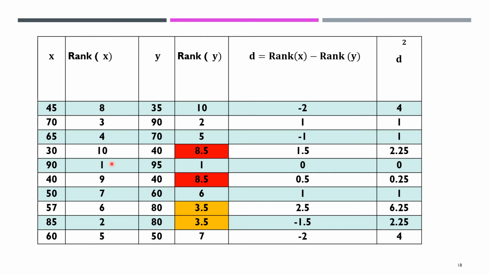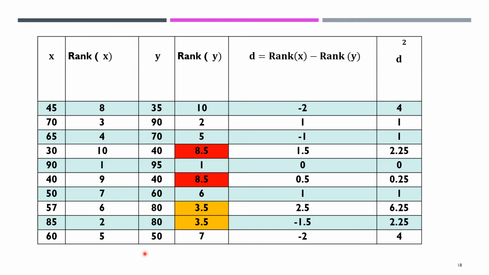After 65, we have 60, that is rank 5. 57 is rank 6. 50 is rank 7. 45 is rank 8. 40 is rank 9. And 30 is rank 10. None of the numbers are repeated here, so we get all the ranks from 1 to 10. Next is take the Y column.